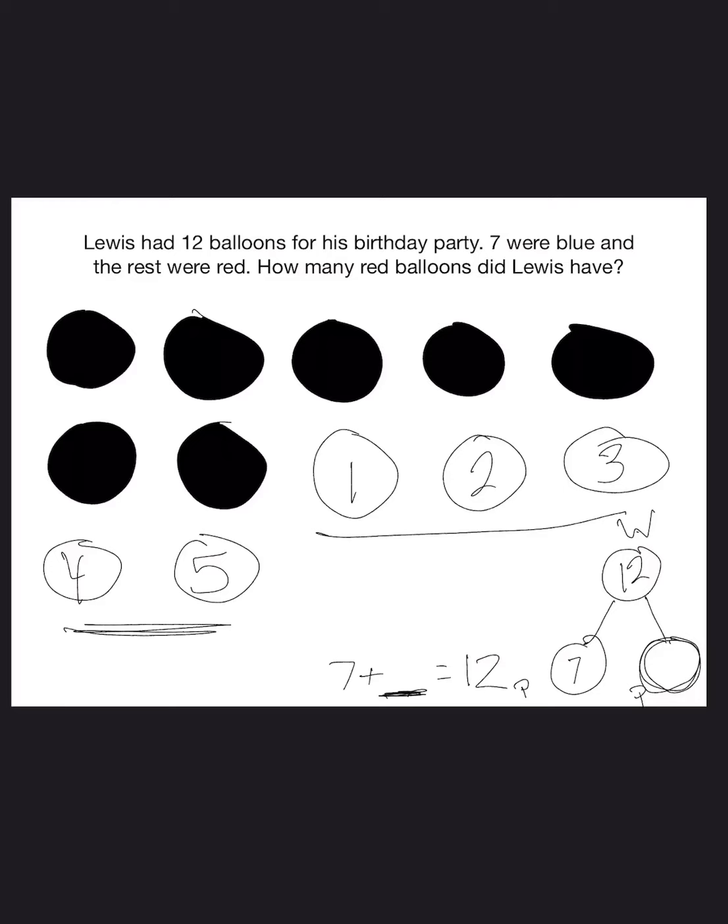That means our missing part was 5. Lewis had 5 red balloons. That means 7 plus 5 equals 12.